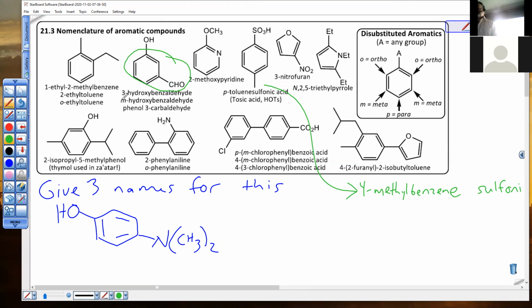So there you have it. In this one, you can recognize the name toluene or structure of toluene right there. And two of the names say there's an ethyl group 1 carbon away, also known as ortho. So those names are all acceptable.